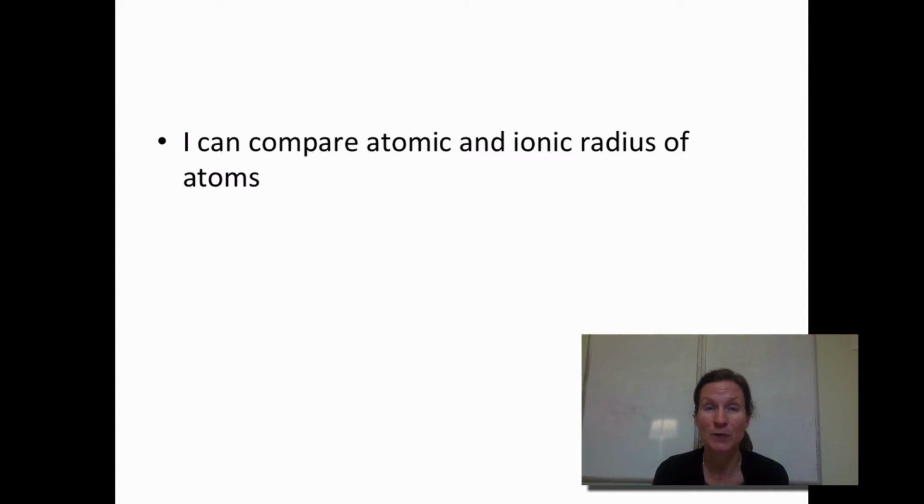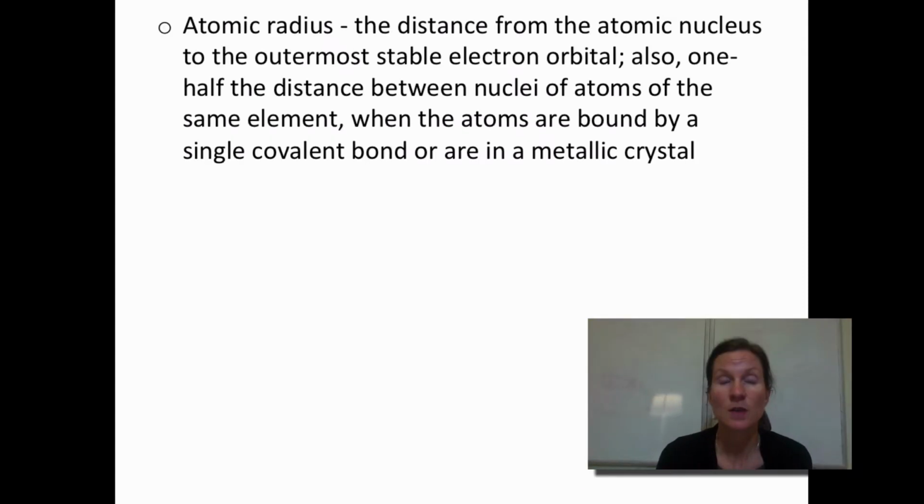This video will focus on the content. I can compare atomic and ionic radius of atoms. So when we talk about atomic radius, what we're talking about is the distance from the nucleus to the outermost stable electron orbital. So that's when you draw its electron configuration. Those electrons in their ground state orbitals from the nucleus out, that's how they do it.